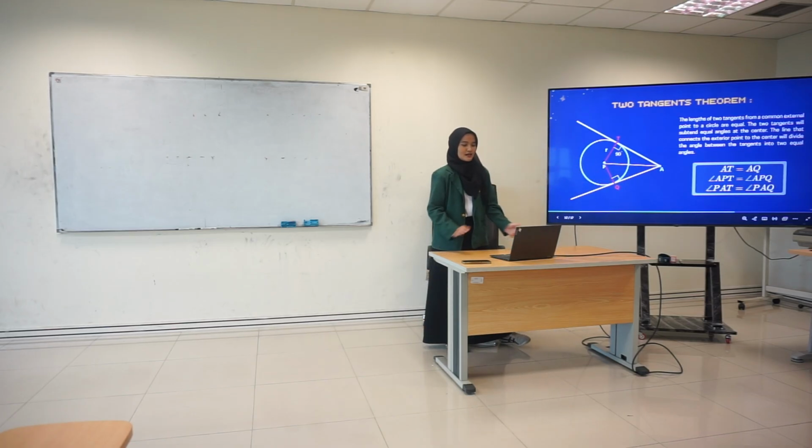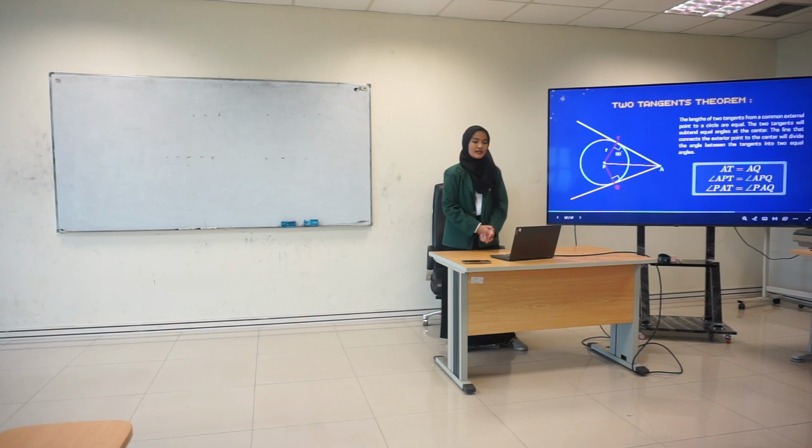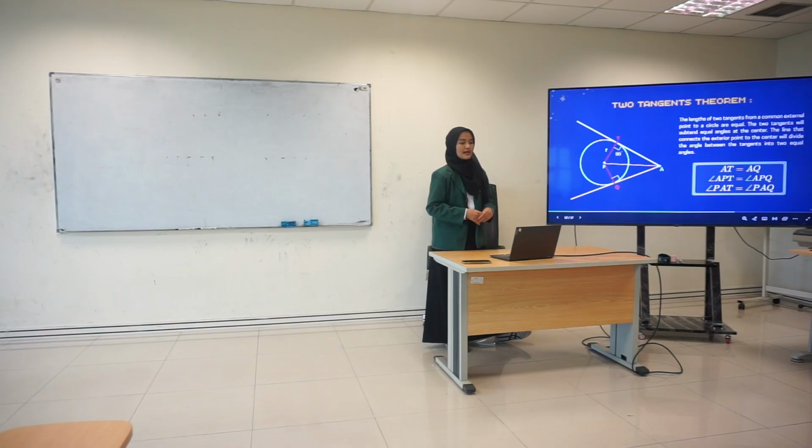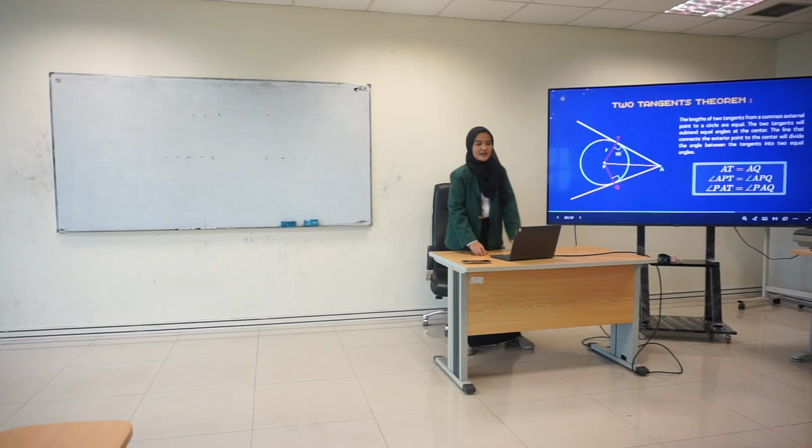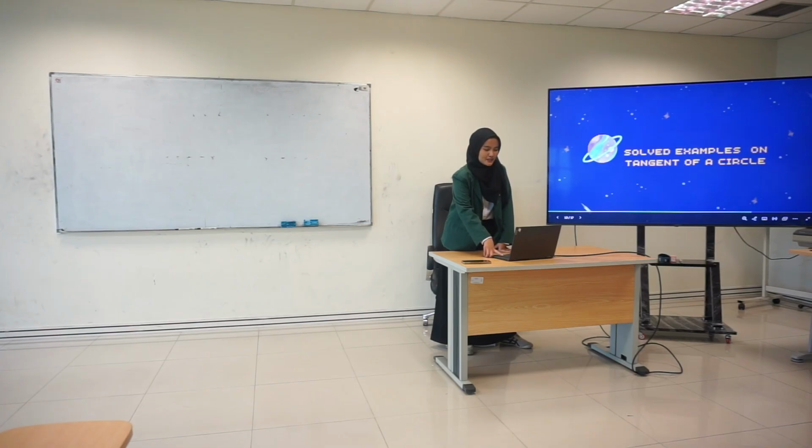The next one is that the line that connects the exterior point to the center will divide the angle between the tangents into two equal angles. So we get angle PAT equals angle PAQ. Any questions, guys? Okay, we jump into solved examples on the tangent of a circle.